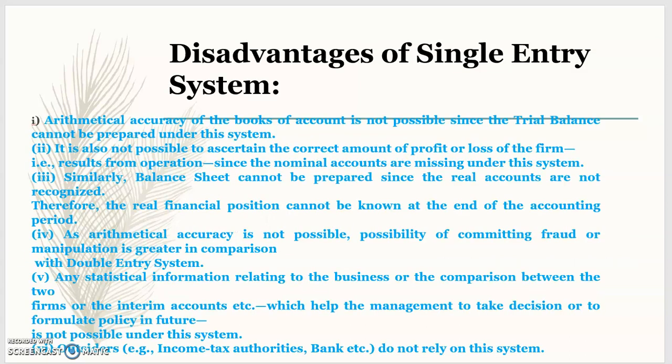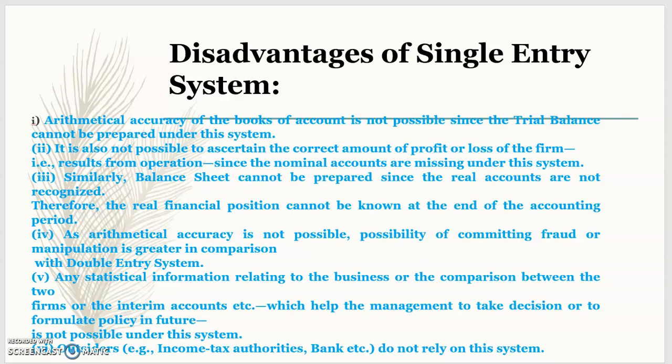Now we discuss the disadvantages. As you see, it is highlighted in another color because numerous disadvantages are present in the single entry system, and that's why it is necessary to convert the single entry system into double entry system, which is the base of our lesson. Arithmetical accuracy of books of account is not possible since the trial balance cannot be prepared under this system, because they only prepare some basic accounts and not the whole double entry. They are not following the double entry system.